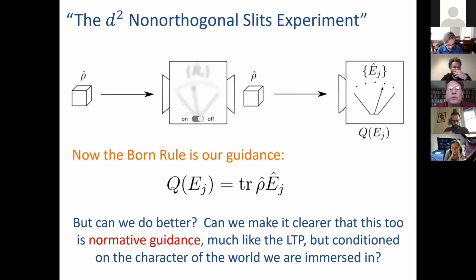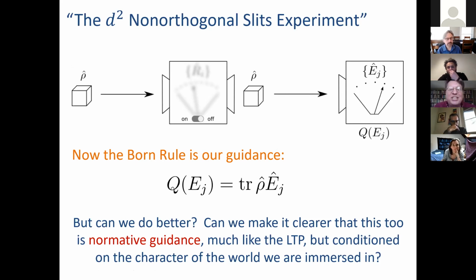Suppose I turn the off switch on the intermediate measurement. So now my particle just goes straight through. It has a quantum state rho, comes through and goes to that. Now our only guidance is the Born rule. So now we have to explicitly invoke the operator rho and the operators E_j to calculate the probabilities. But I want to ask this question: can we do better? Can we make it clear that this too is normative guidance, much like the personalist Bayesian views the law of total probability, but conditioned on the character of the world that we're immersed in?